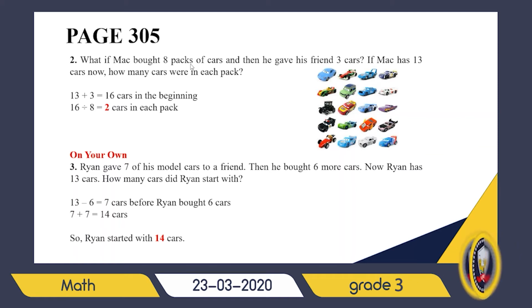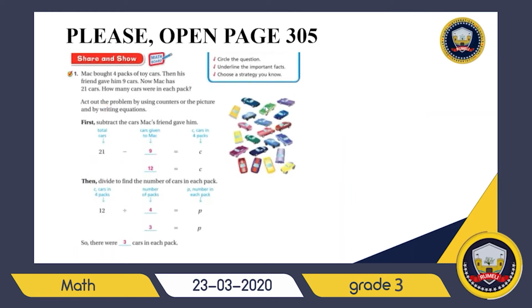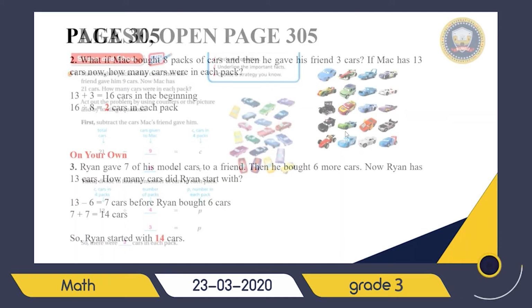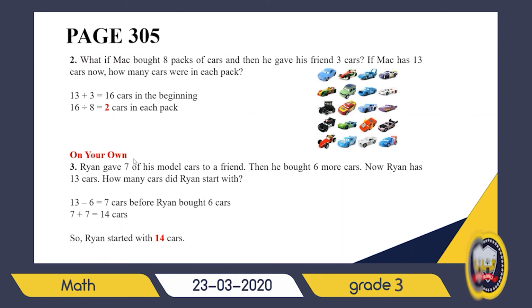16 cars represent the number of cars in 8 packs. In total, he has 16 cars. The number of packs, 8. 16 divided by 8, or 8 times what equals 16? 2. It means there are 2 cars in each pack. Be careful. In this question, he gave 3 cars to his friend. But in the first question, his friend gave to Meg 9 cars. Okay? Good job. Okay, let's check on your own parts.